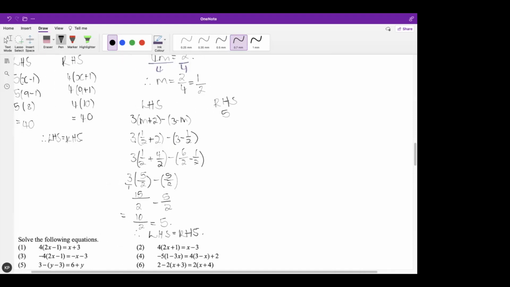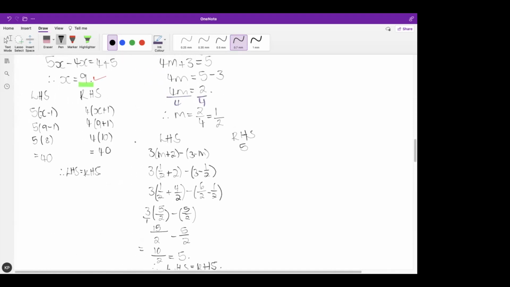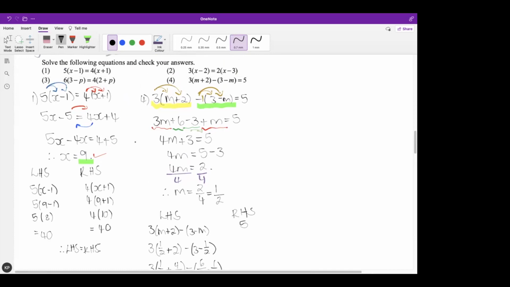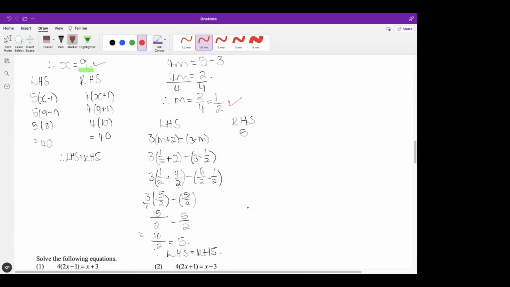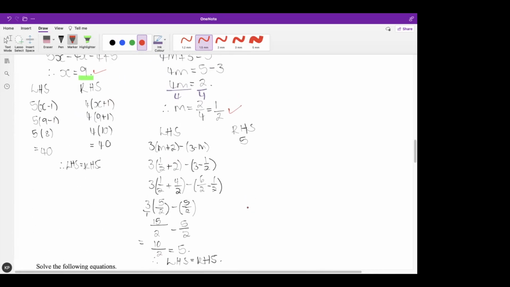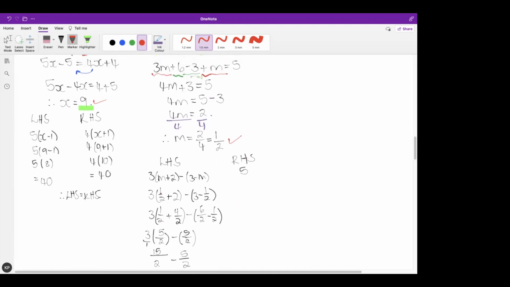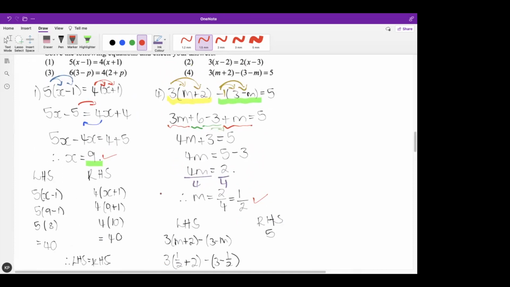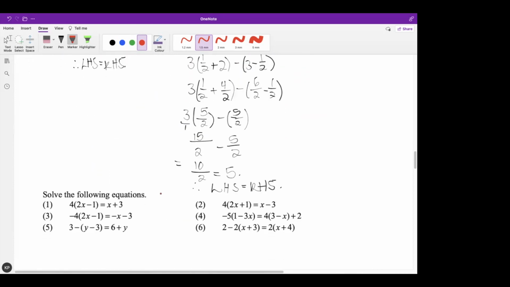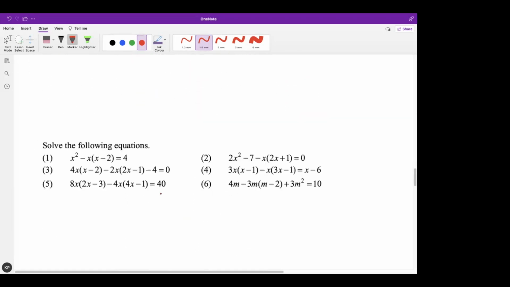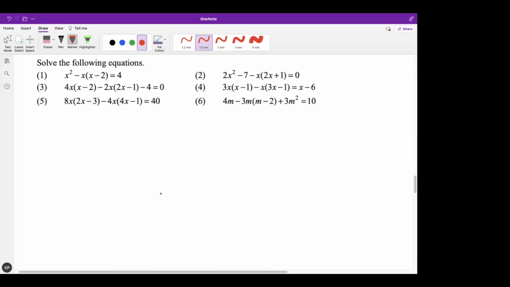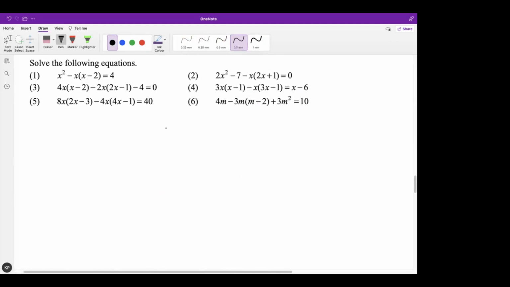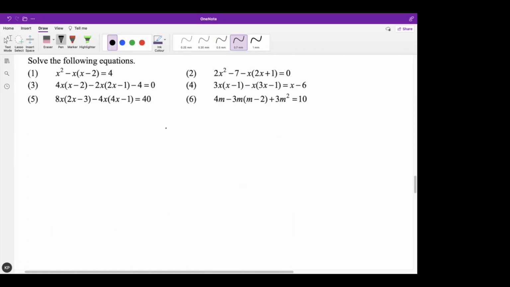Okay, guys, so this is what they mean when they say check. You go to the original question and you substitute or you plug in the answer that you got. So that means our answer over here is also correct. Because at the end, we ended up with the left-hand side is equal to the right-hand side. Okay. I want to do a few of these before we leave. It's already 1:45. Let's start with number 1.